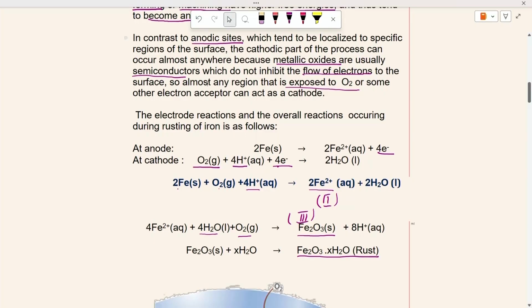That is what we see on the surface of the iron, and this rust does not stick to the iron surface firmly, it does not adhere firmly. Therefore, the rust peels out and the fresh iron surface is exposed.